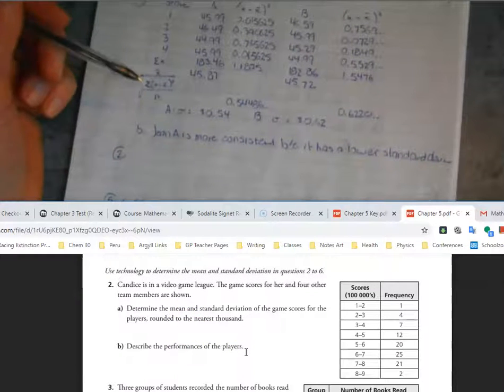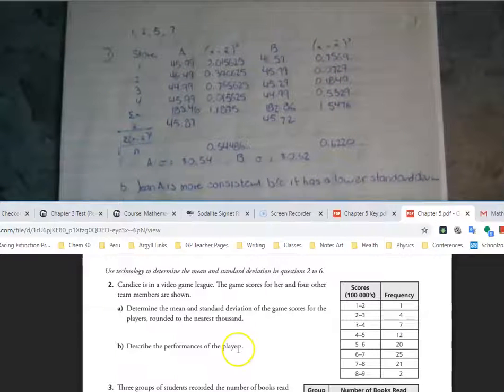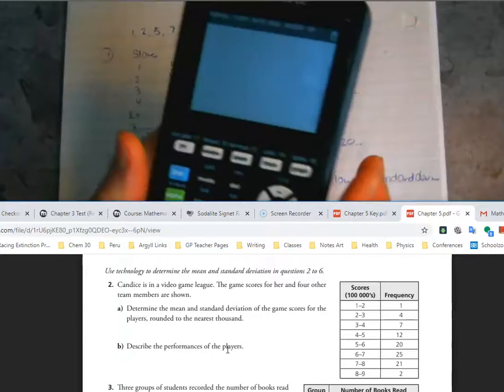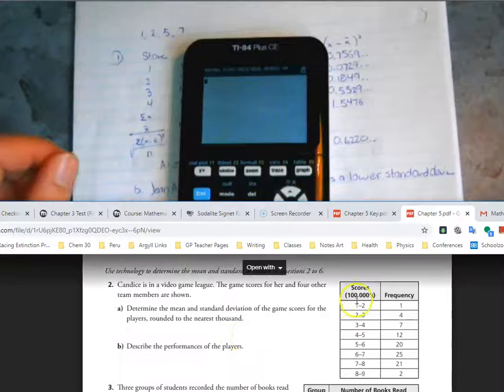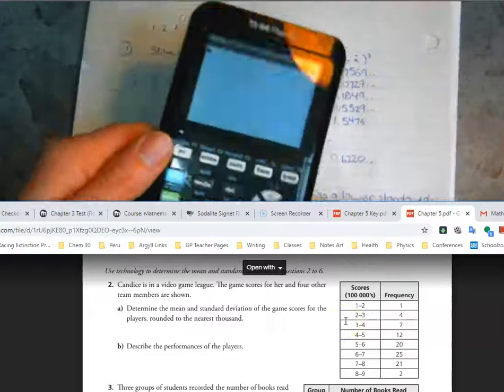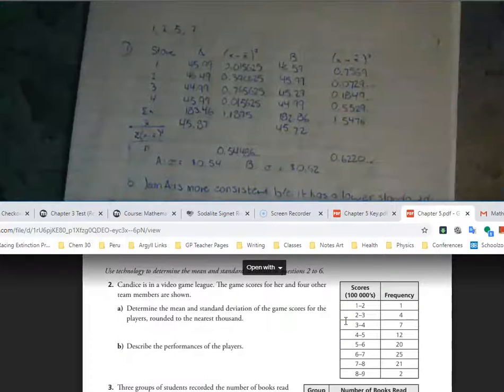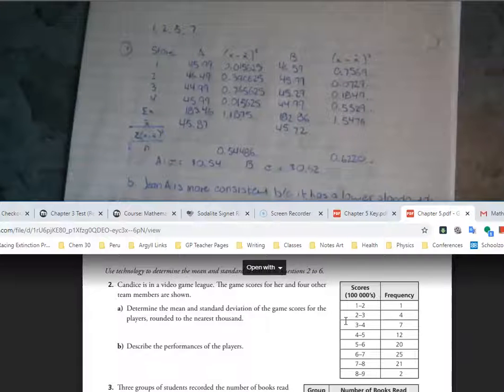Candace is in a video game league. The game scores for her and 4 other team members are shown. So when you have a setup like this, where you're given your data set and then the frequency, and those are the only 2 columns, then what you probably want to do is use technology. And keep in mind that being able to use your calculator to do these calculations is one of your learning outcomes. So you do have to have access to a graphing calculator. Remember, you can use the online one if you need to.